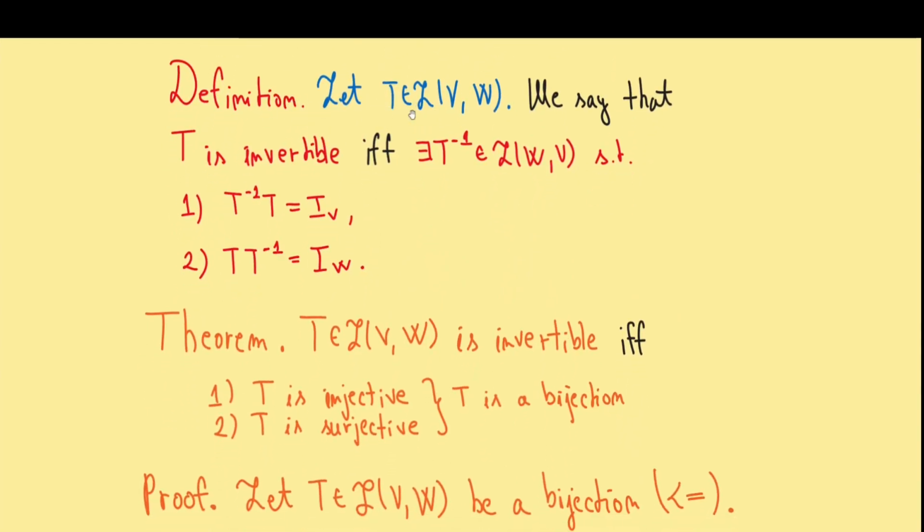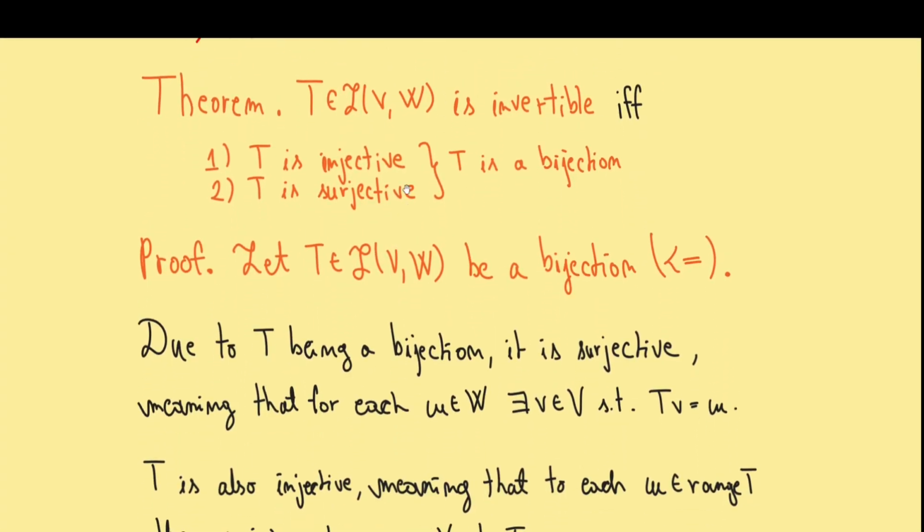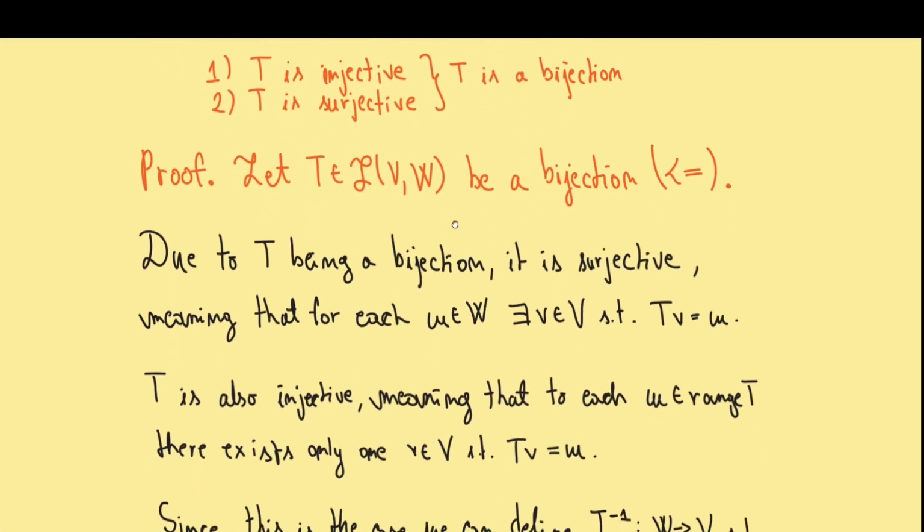We say that T, some linear transformation, is invertible if and only if there exists this linear transformation from W to V, which I will denote like T minus 1, such that these two hold. So the function composition is equal to the appropriate identity functions. And now we have a theorem that says the notion of invertibility is equivalent to T being a bijection, so it's the same thing. So let's show that this holds.